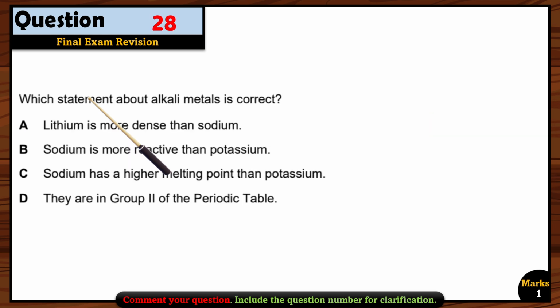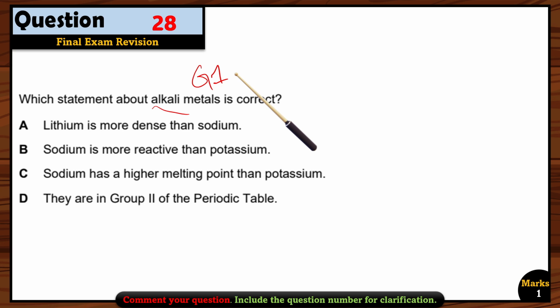Let's see question 28. Which statement about alkali metals is correct? Now you have to remember that there are two types of metals here. One is alkali metals and the other is alkaline earth metals. This question is related to only alkali metals. It means they are asking you about group 1 metals, okay? So group 1 metals are called alkali metals and group 2 are called alkaline earth metals.